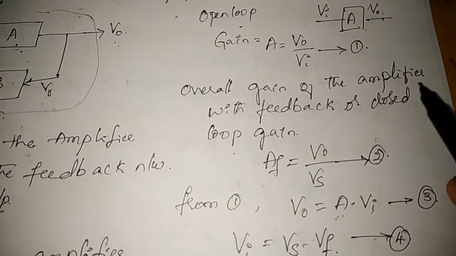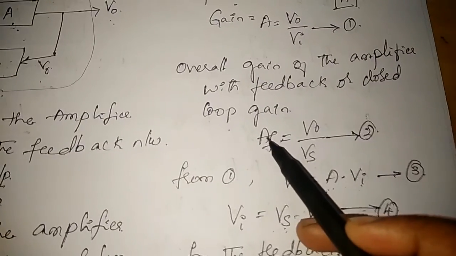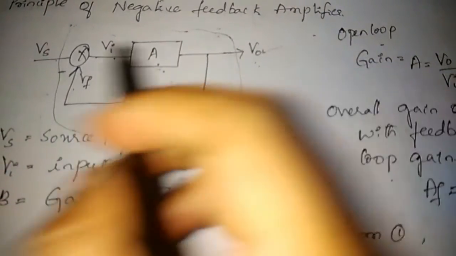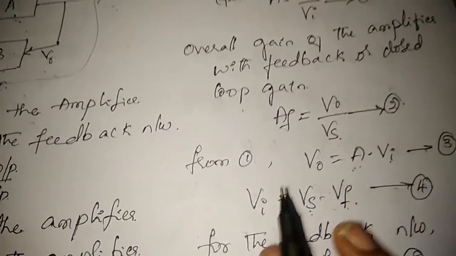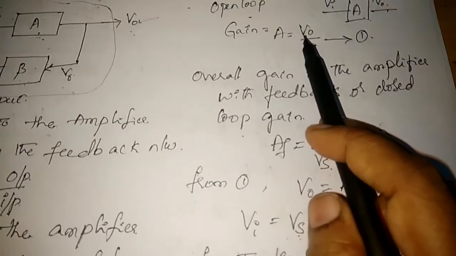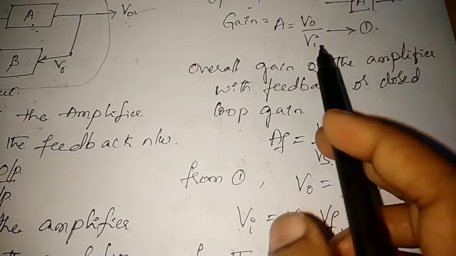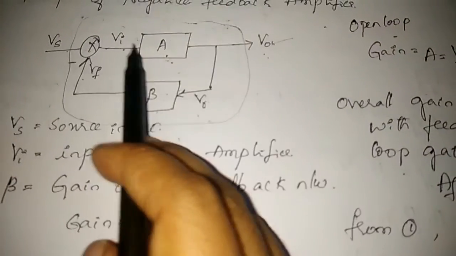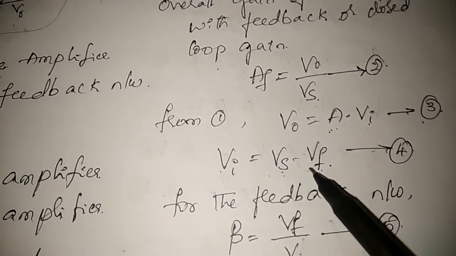Now you write the overall gain of the amplifier with the feedback, or you can also call it the closed loop gain, which will be AF is equal to V naught divided by Vs. It is the overall gain we are considering with feedback also. So the output is V naught and the input to this is Vs, so it is divided by Vs. This is equation 2. From equation 1 we can write V naught is equal to A into Vi. Let me take this as equation 3. We can write Vi, the input to the amplifier, as given by the difference between the source input and the feedback signal. So that is Vs minus Vf.